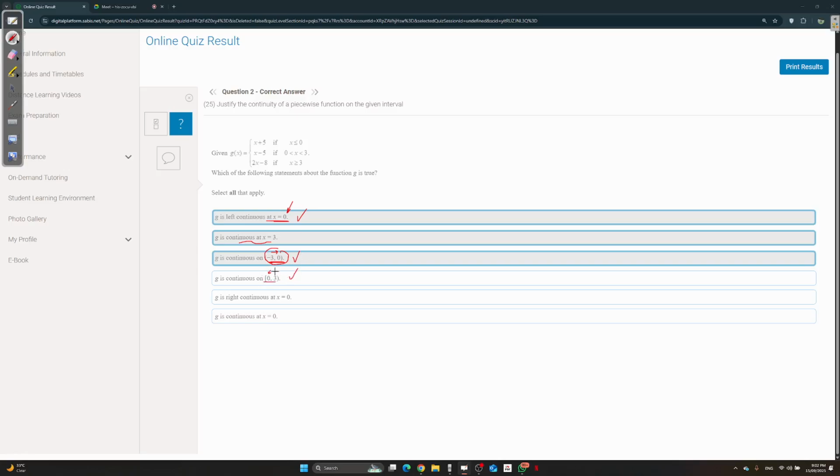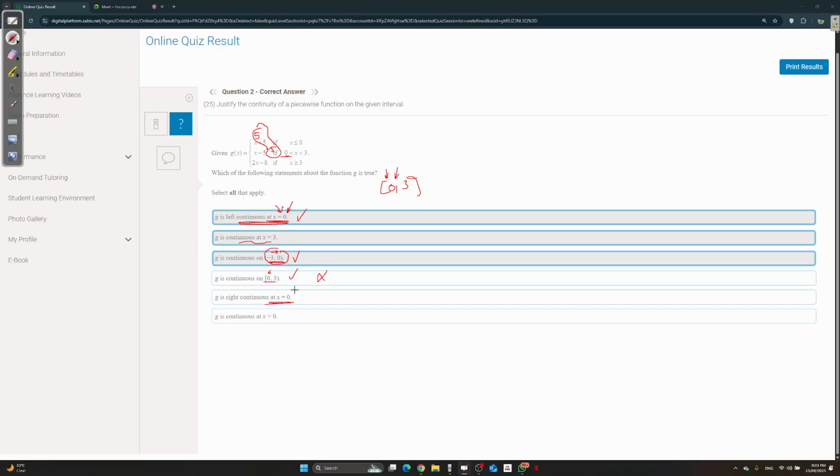Okay. g is continuous on 0, 3. Now we said 0 with square bracket. Why is this wrong? Because 0 with square bracket means 0 is included. We said 0 is only left continuous. Because if you check 0 here, 0 minus 5, you get negative 5. If you check 0 here, you get positive 5. These aren't equal. We said it's only left continuous, not continuous. So that's why including 0 is wrong.